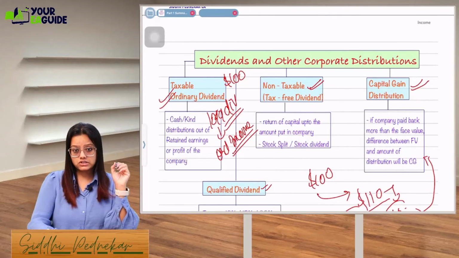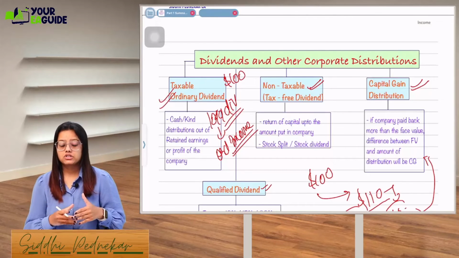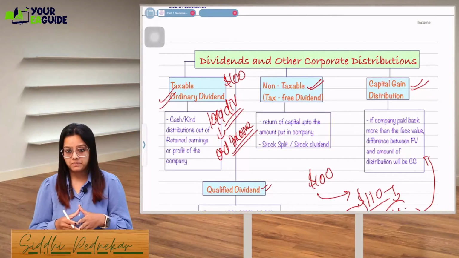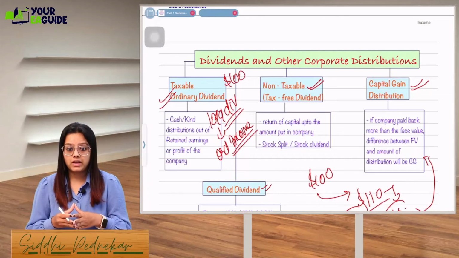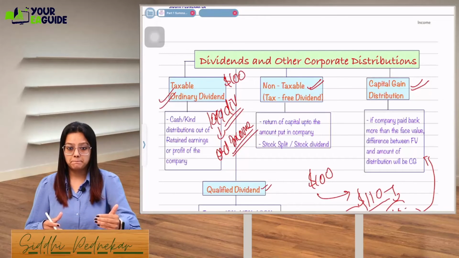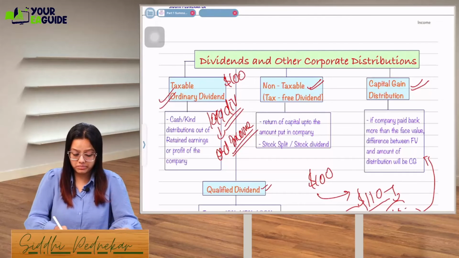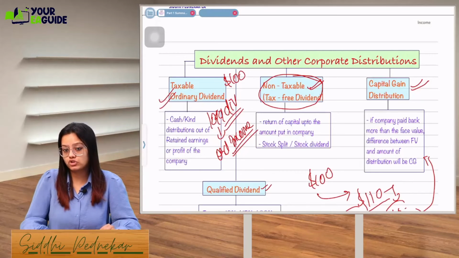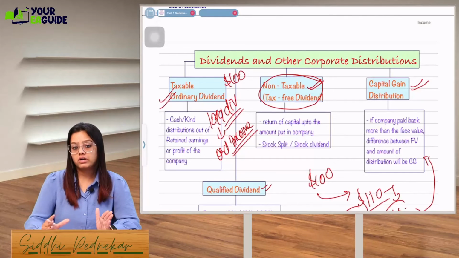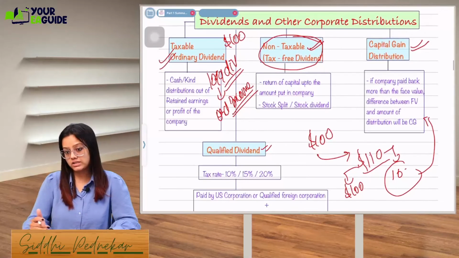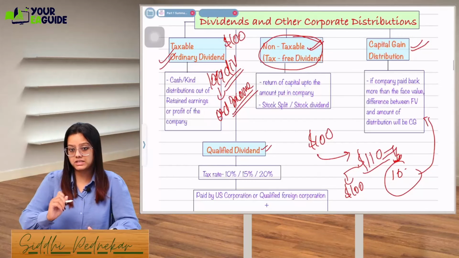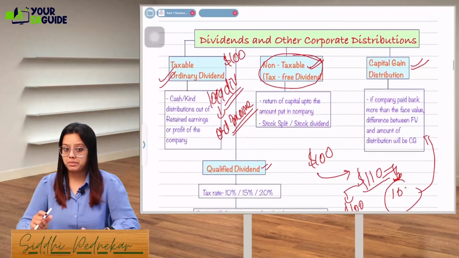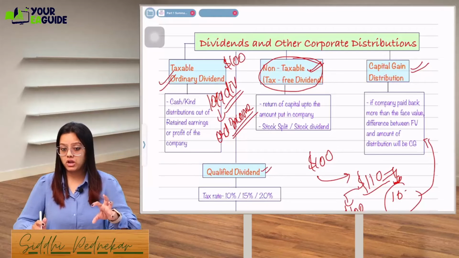The second one is non-taxable, that is called a tax-free dividend. It means return of capital up to the amount you put into the company. Up to that amount it is a tax-free dividend. This normally happens in the case of corporations, when you receive a distribution at the time of closure or liquidation of a company. At that time, whenever you receive it, it is a non-taxable or tax-free dividend. As soon as your distribution goes higher than the basis, it will be taxable as a capital gain. Return of capital up to the amount put in the company.